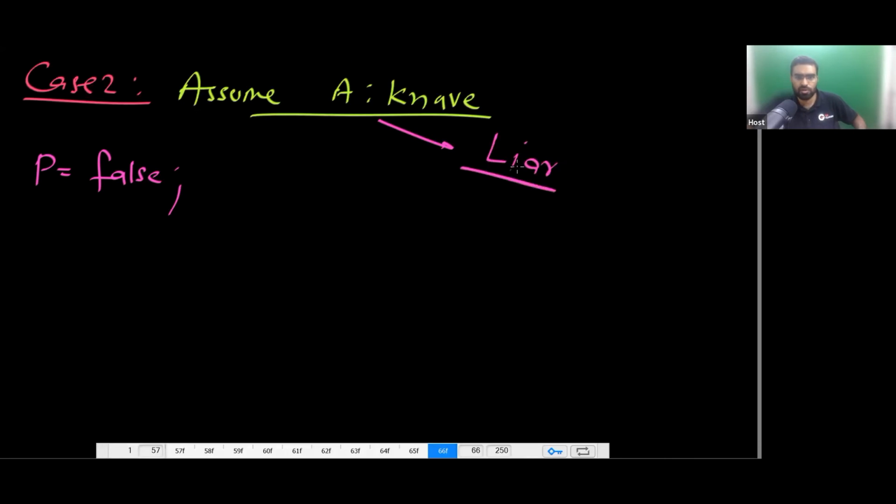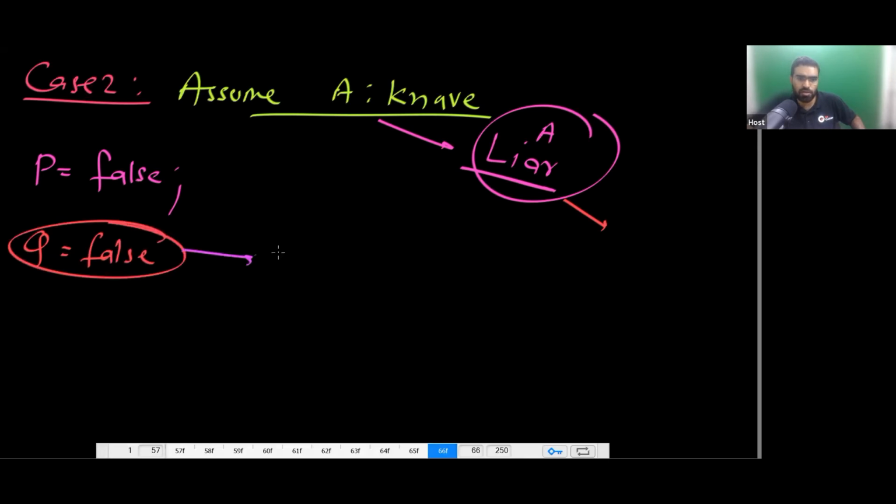So he is a liar. So this A, he is a liar. So he will speak the false. So it automatically means that Q is also false. If Q is false, that means B is also knave. If B is knave, he is also liar.